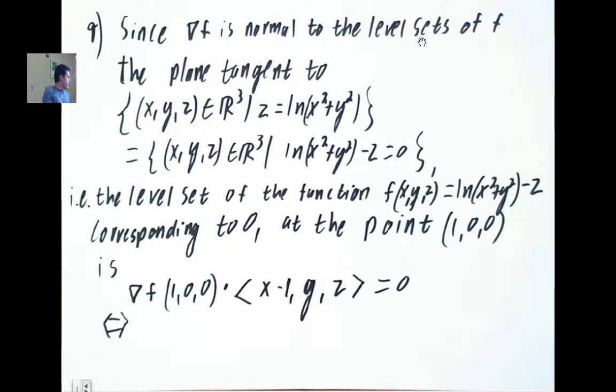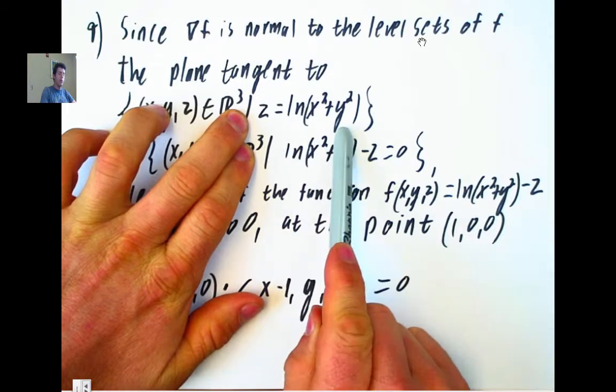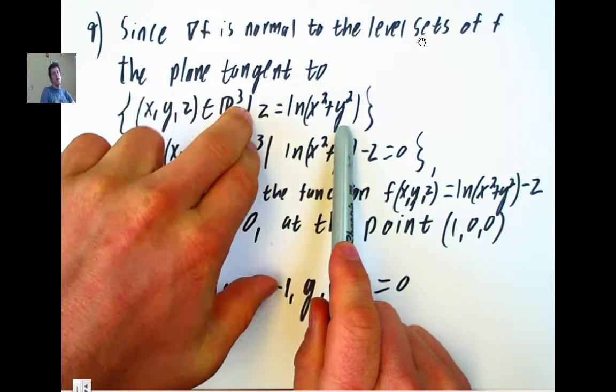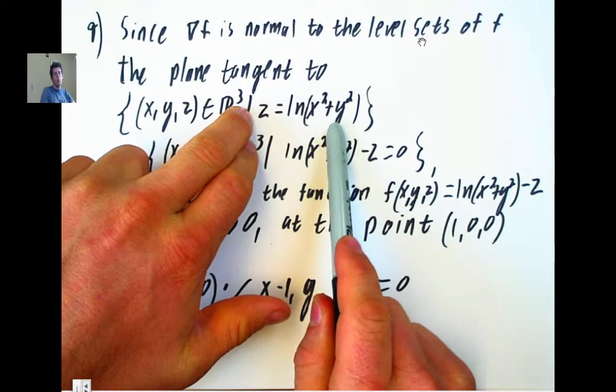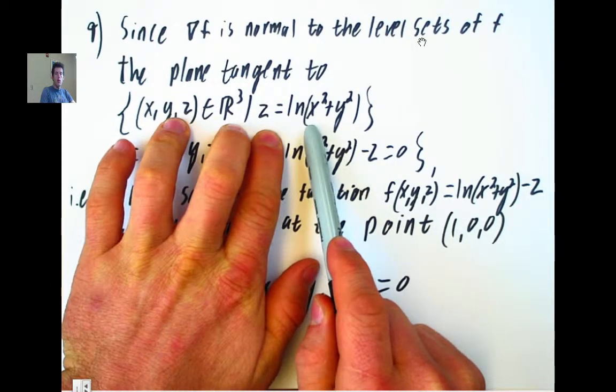For number 9, I am now given an algebraic equation that is not in the form some expression involving x and y is equal to a constant. So in particular, what I'm given in the textbook is z is natural log of x squared plus y squared. I'm supposed to think about the solution set to that algebraic equation. Now, this, of course, is the solution set to that algebraic equation.